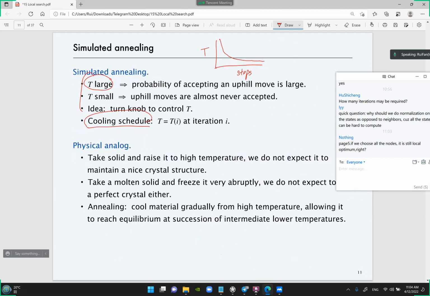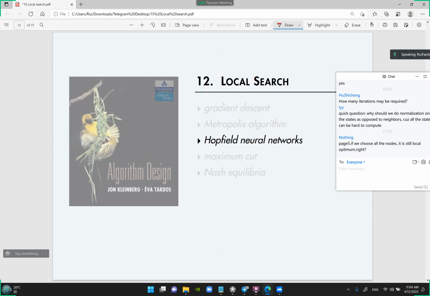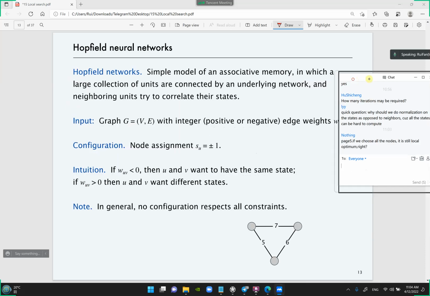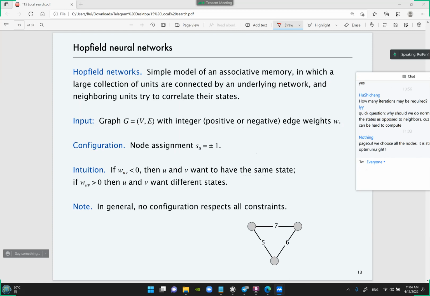Okay, so if there are no other questions, I'm going to move on to the next part, where we're going to look at a particular local search algorithm, which is going to solve a problem on these things called Hopfield neural networks. I'm not going to give too much background on these Hopfield networks. In fact, I don't even know that much about them.